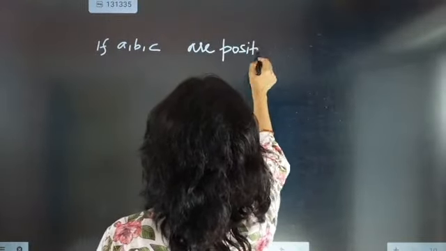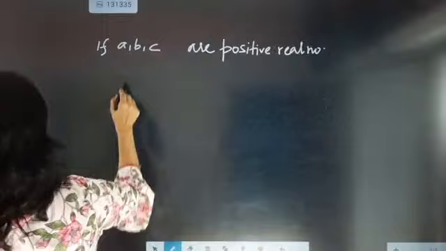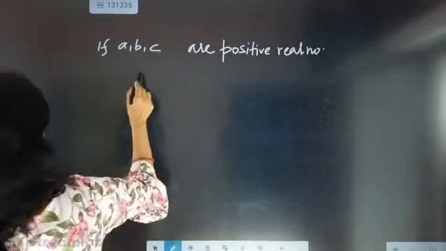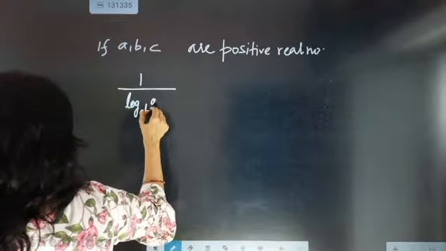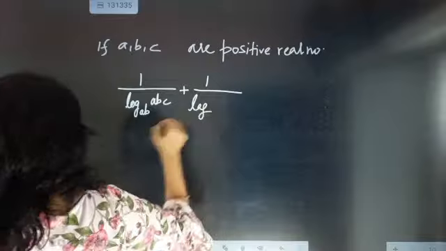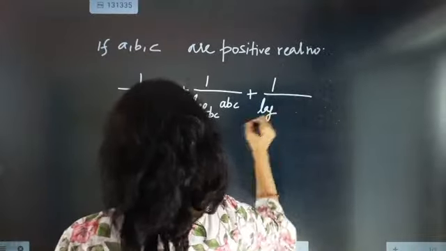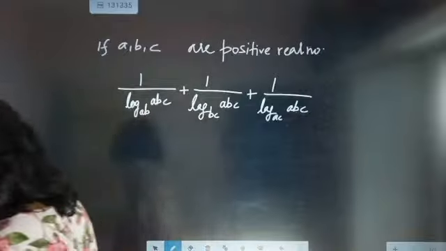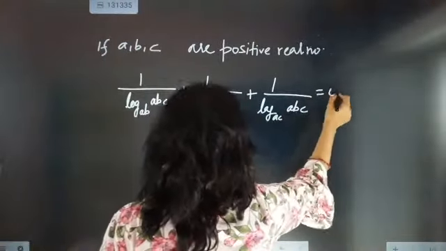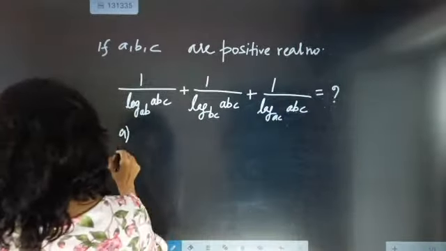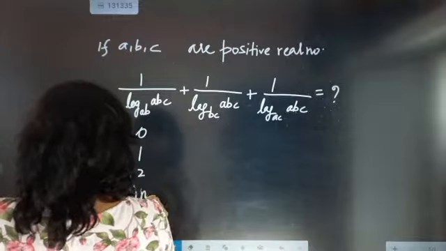Now this question will definitely give you some very nice concepts. The question is: if a, b, c are positive real numbers, then 1 by log base ABC of AB plus 1 by log base ABC of BC plus 1 by log base ABC of AC will be equal to what? Options are 0, 1, 2, none of these.